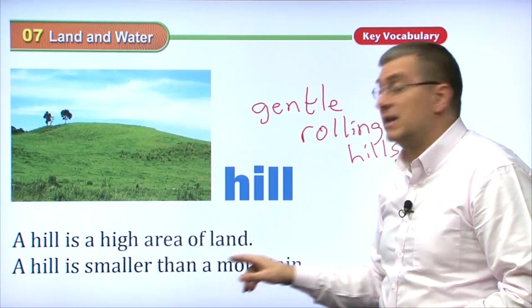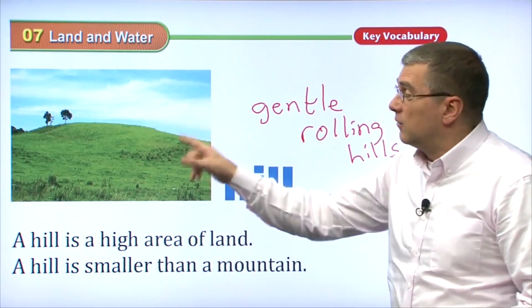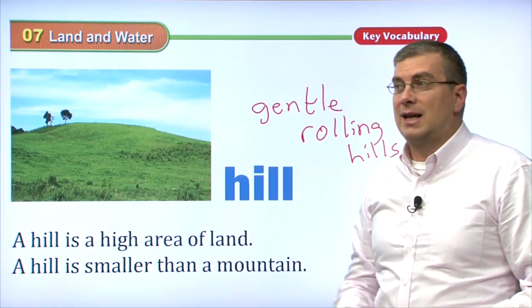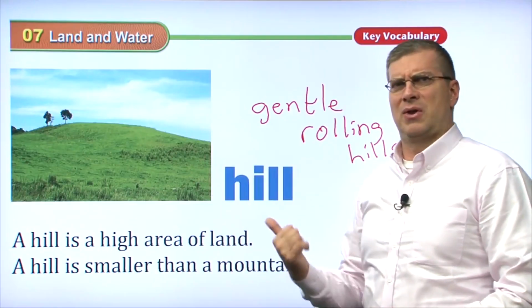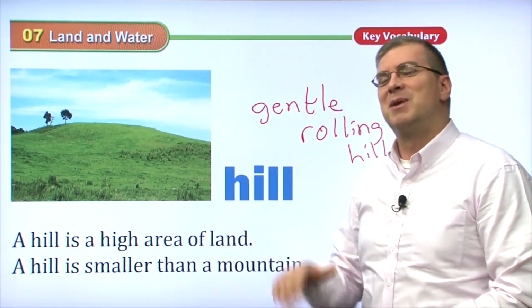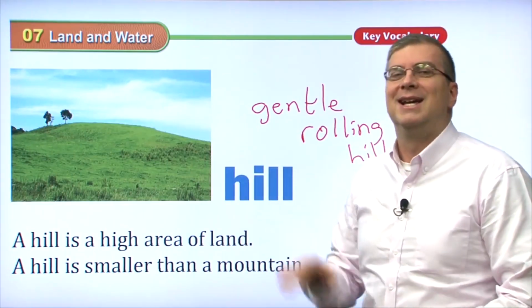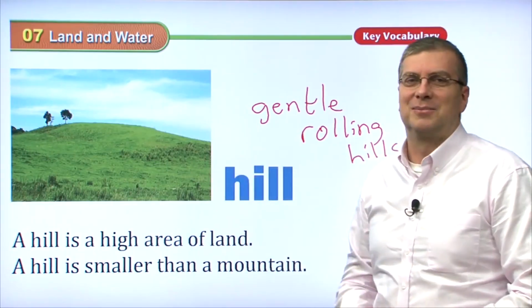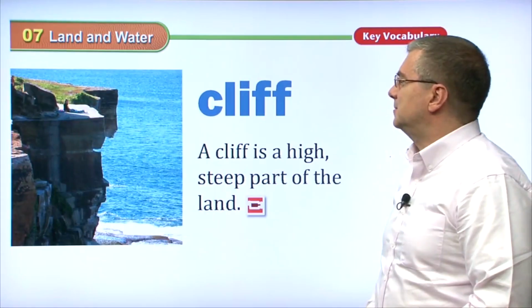A hill is a higher area of land. A hill, of course, is smaller than a mountain, right? If you look at something and say, wow, that's a mountain, somebody might say, you call that a mountain? That's a hill, right? Because they don't think it's very high. It's not that high, so it's a hill, okay? Let's move on.